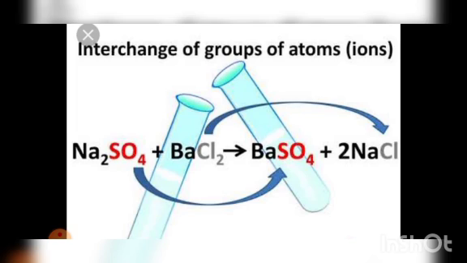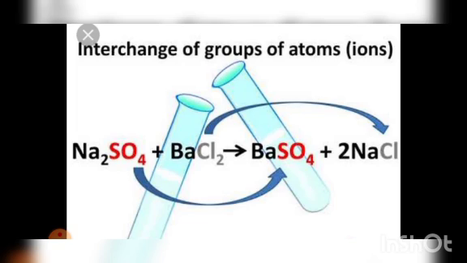So you can see here, sodium sulfate reacts with barium chloride, forming barium sulfate and sodium chloride. You can see the sulfate SO4 of sodium sulfate is joining with barium to form barium sulfate, and chlorine from the barium chloride is joining with sodium to form sodium chloride. This is exchanging of ions or interchanging of atoms taking place in the reaction. This is known as double displacement reaction, and this reaction is also known as precipitation reaction.